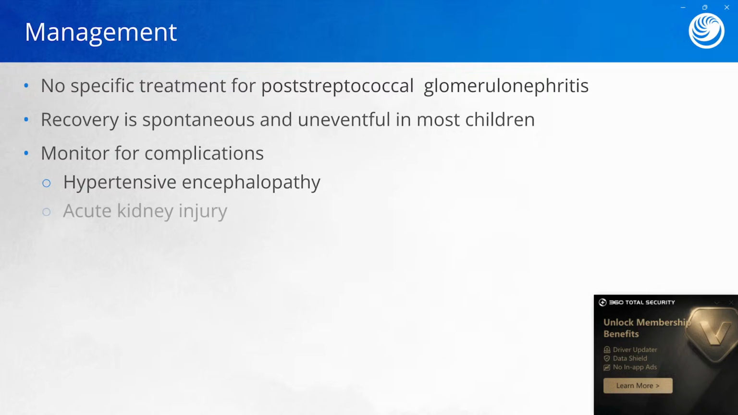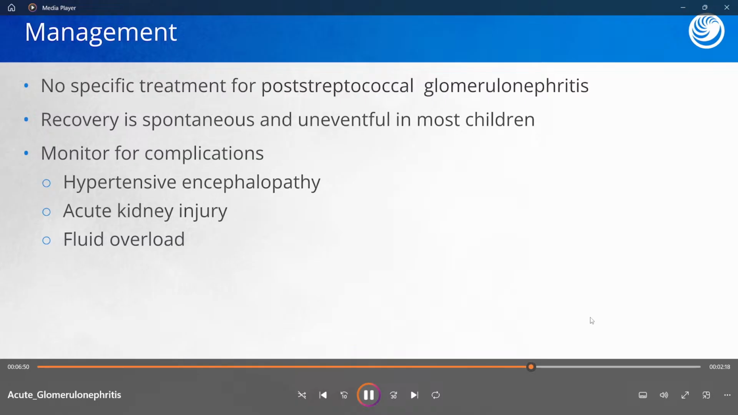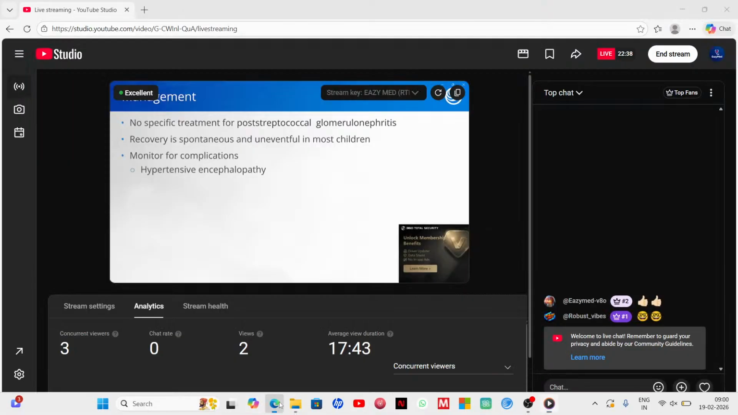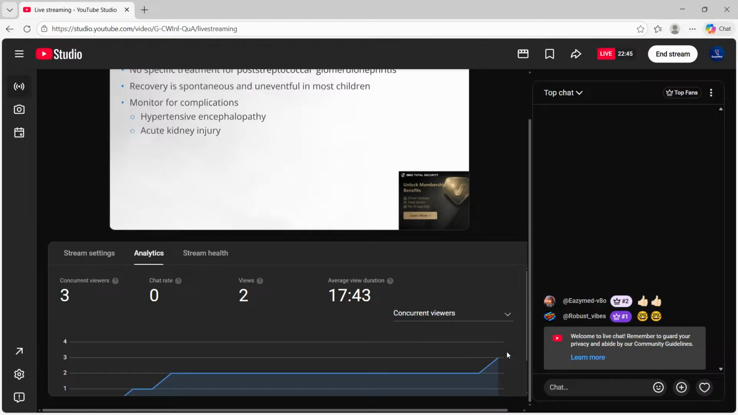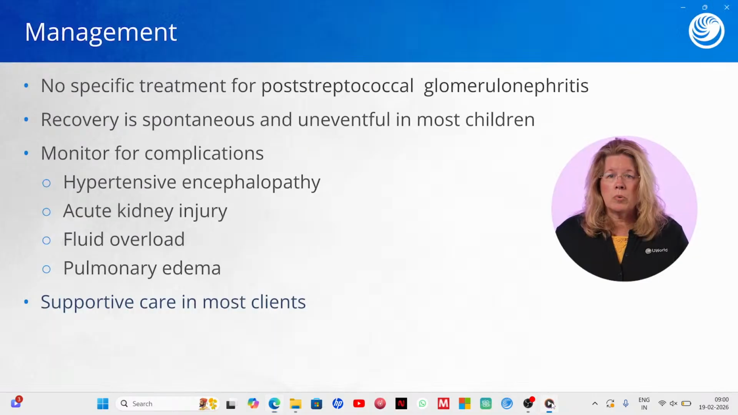We may also be monitoring for acute kidney injury. Remember from our previous slides, the picture illustrating the damage done to the glomerular basement wall. This could lead to acute kidney injury, so be monitoring closely for that. We want to be monitoring for fluid overload. Examples of this may be systemically. When we're listening to lung sounds, the nurse may be hearing the presence of rales. In addition, we may be monitoring for edema as well as weight gain. Evidence of pulmonary edema would be present by a productive, frothy cough. Most clients require just supportive care.